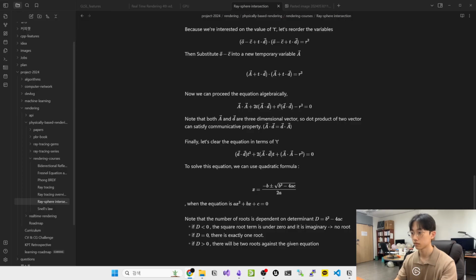It is possible when the term under the square root is going to be a real number, and therefore t1 is minus b plus this number, t2 is minus b minus this number, and therefore this is going to be two different solutions.